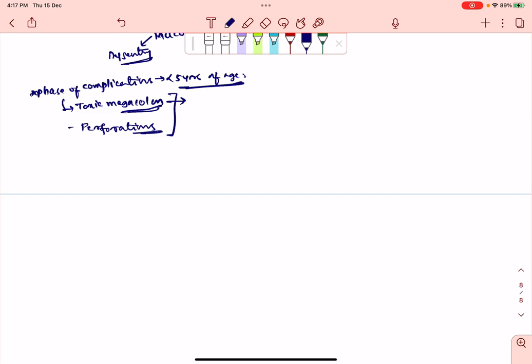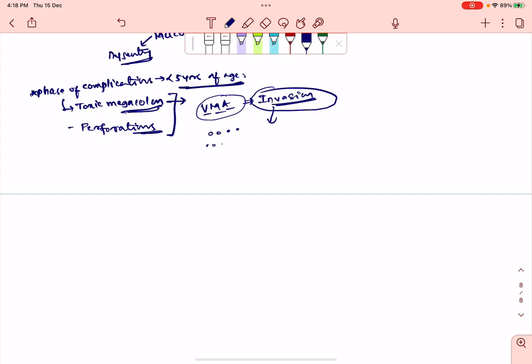Like we have seen in the previous topics, we have VMA, virulence marker antigen. What does this cause? This causes invasion. Since this is responsible for invasion, there can be toxic megacolon because the mesenteric plexus can be damaged due to invasion. Since there is invasion, there can be perforation. This can be explained on these lines.